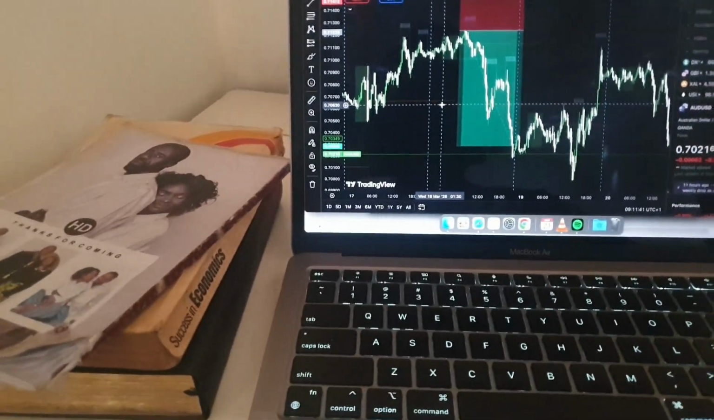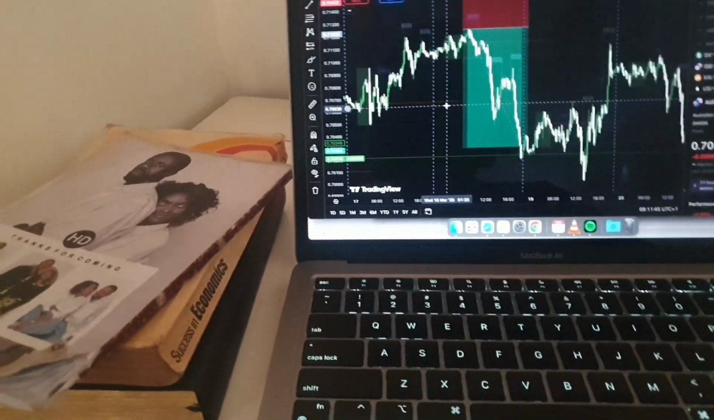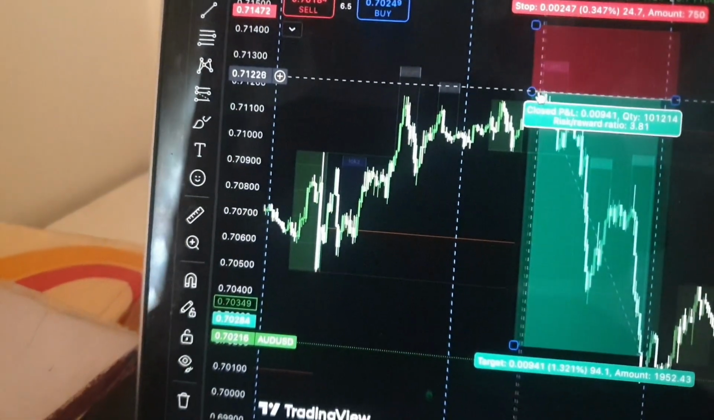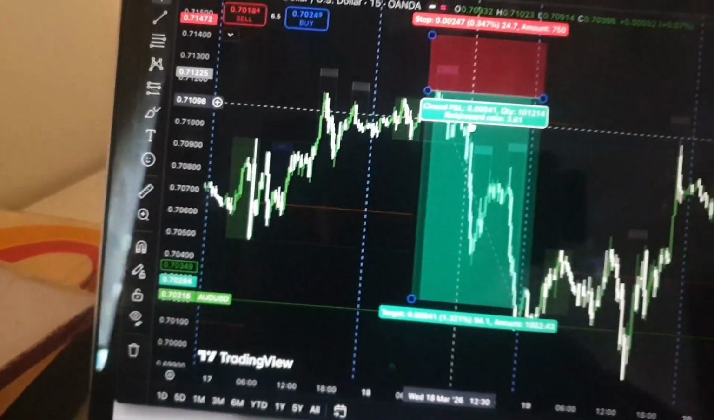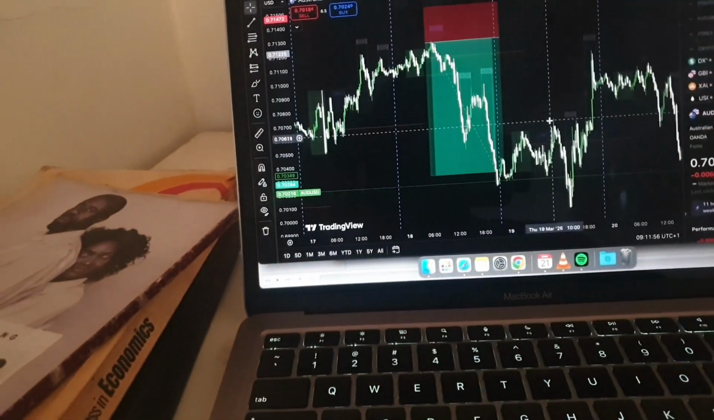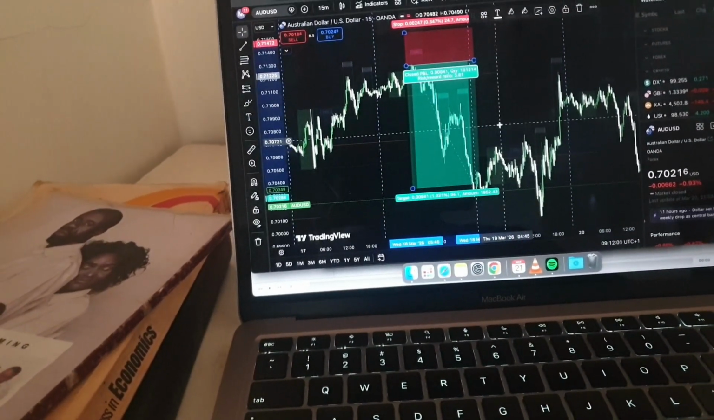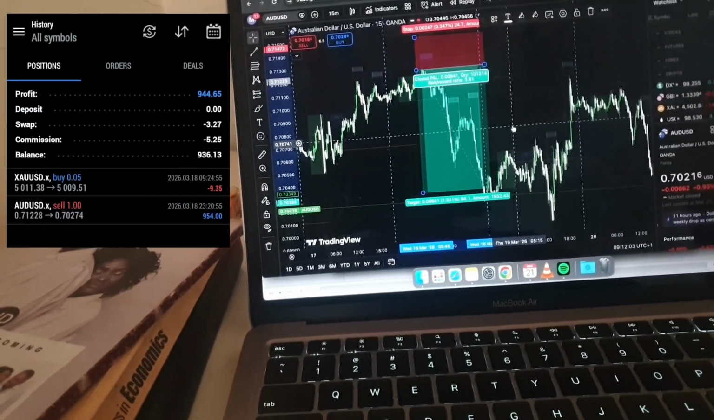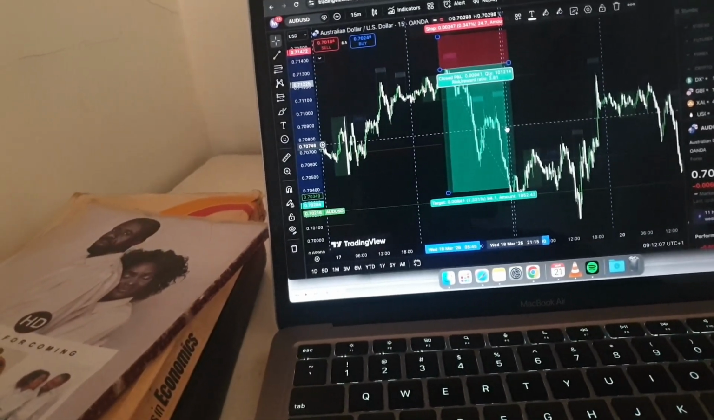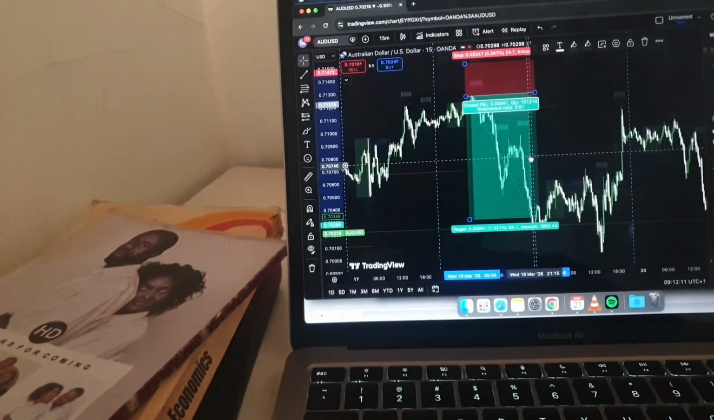Alright, so this was the setup on Australian dollar, the second trade I took. It was just right to the peep, and this entry was mad. I shared this on my Instagram. Most of you saw the post, but this was the trade that made me like 900 dollars. Like I told you guys, I'm not majorly focused on strategy.